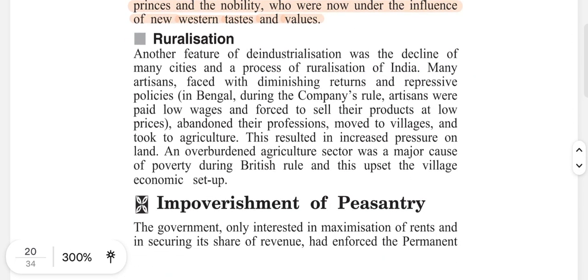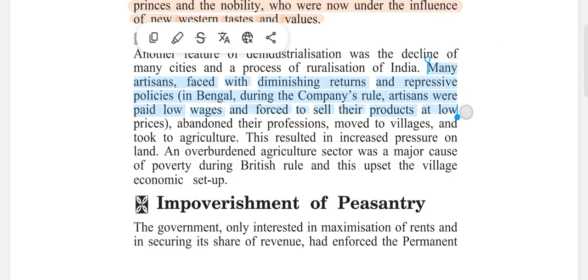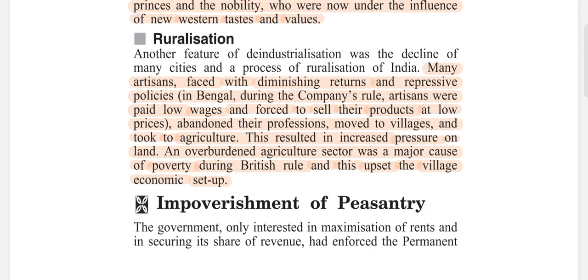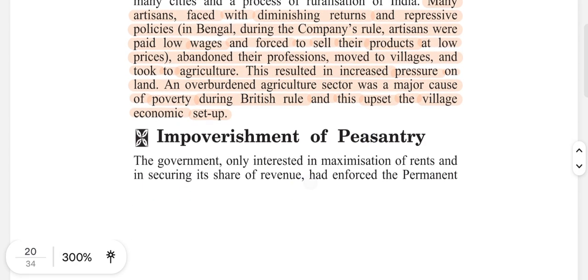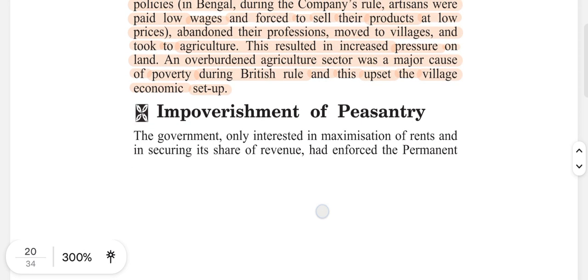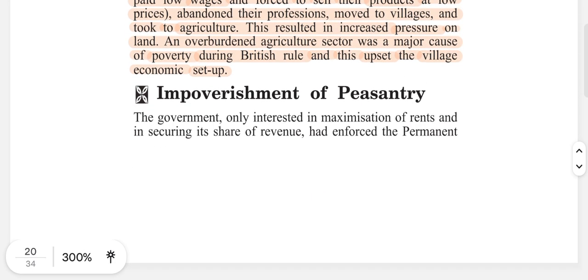Many artisans, faced with diminishing returns and repressive policies (in Bengal, during the company's rule, artisans were paid low wages and forced to sell their products at low prices), abandoned their professions, moved to villages, and took to agriculture. This resulted in increased pressure on land. An overburdened agriculture sector was a major cause of poverty during British rule, and this upset the village economic setup.